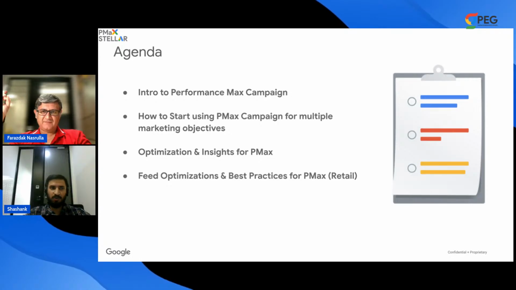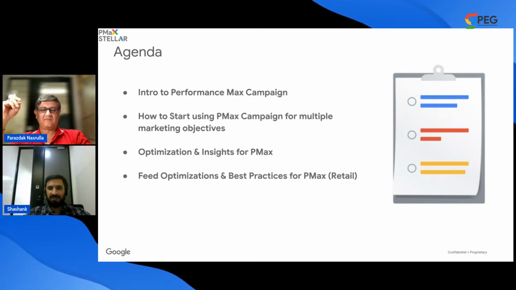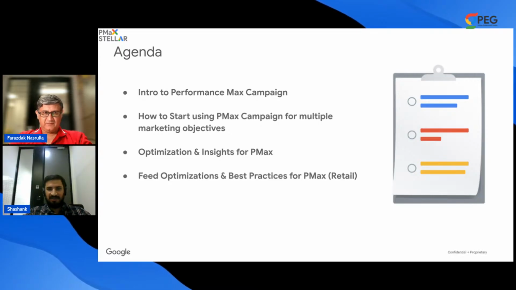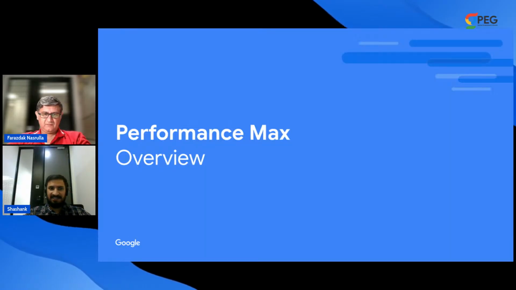So let's talk about what we'll be covering today. On our agenda, we'll give you firstly a quick introduction of what a Performance Max campaign is, why there is so much fuss around this campaign type, why everyone needs this campaign, and how exactly it's optimizing your campaign performance on a day-to-day basis. We'll cover the multiple marketing objectives you can address in this campaign type. Then we'll also cover some optimization tips and tricks, some insights into the PMax campaign structure, and last but not the least, we'll talk about feed optimization and some best practices for PMax retail. So having said that, let's start.